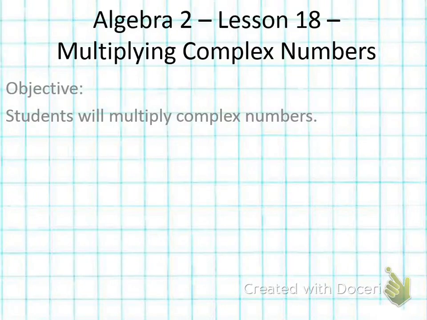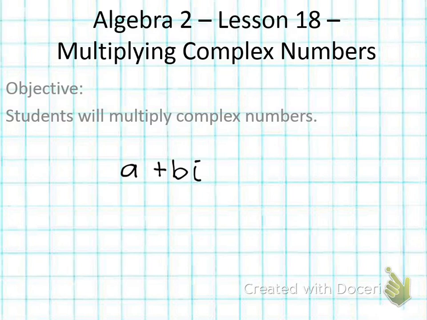Alright, this is lesson 18, multiplying complex numbers. We've been talking about complex numbers for the last few days here, and remember what complex numbers are. Complex numbers are numbers that have a real part and an imaginary part. So you would have a real part, which is like A, and the imaginary part would be Bi, right?